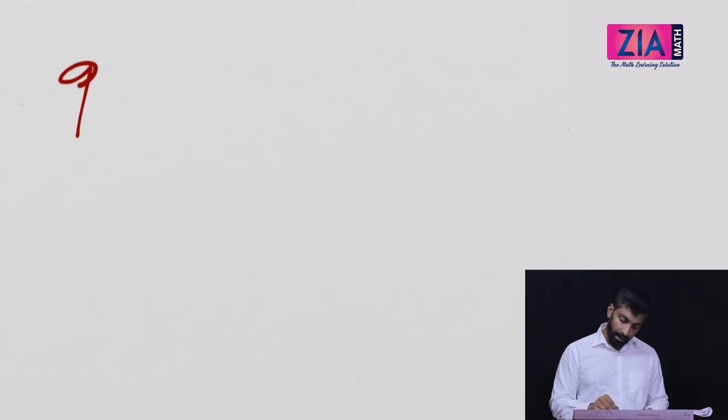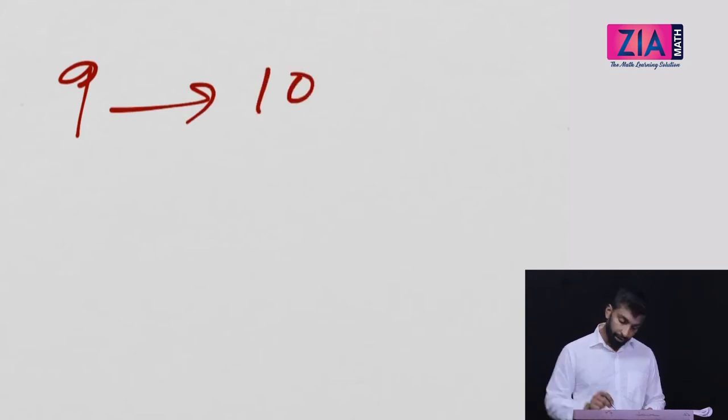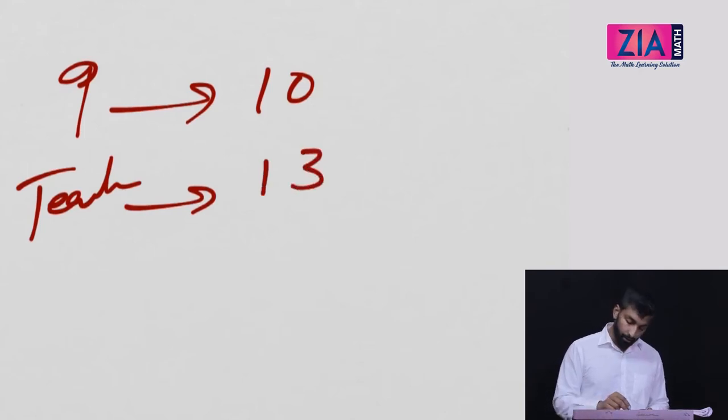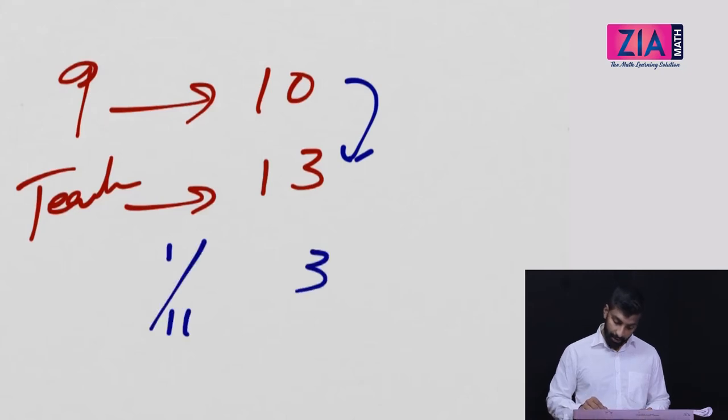Or a group of 9 students, average age is, let's say, 10. Now a new student is added, right? So the average increase to, or you can say a teacher is added, so average increase to 13, right? So what is the change? What you need to see is the change. 3 is the change, right? So 1 by 10 made a change of 3. You are distributing to 10 people.